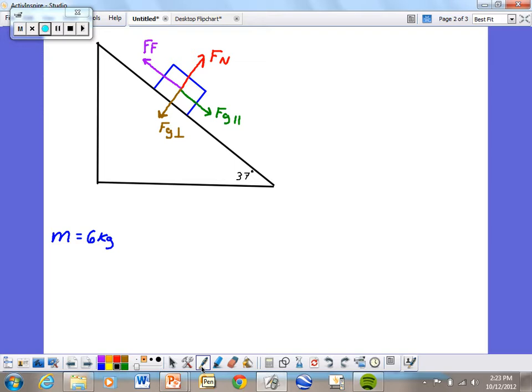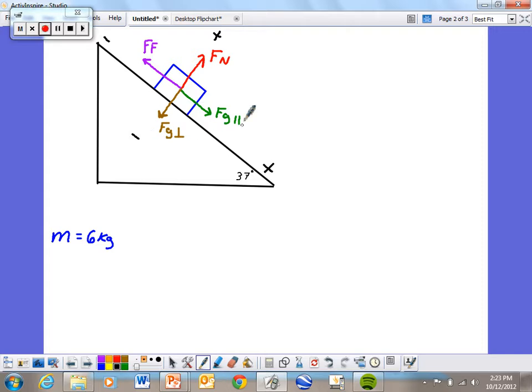So I drew all my forces, because that's always step one. I've got gravity parallel going down the hill, gravity perpendicular going perpendicular to the hill, normal up this way, and force of friction up that way. So step one is drawing those forces, and that's done. Step two, I've got to come up with my positives and negatives. I'm going to say down the hill is positive, up the hill is negative, and then on the y-axis, upward is positive and downward is negative.